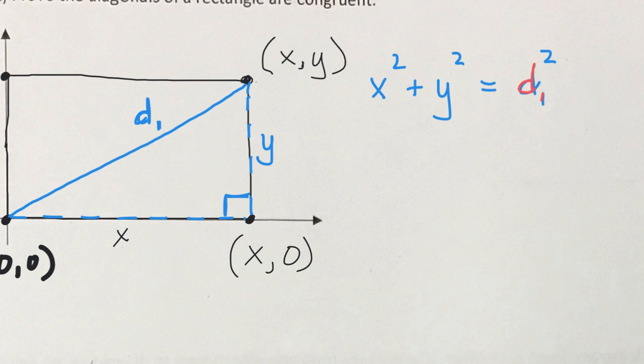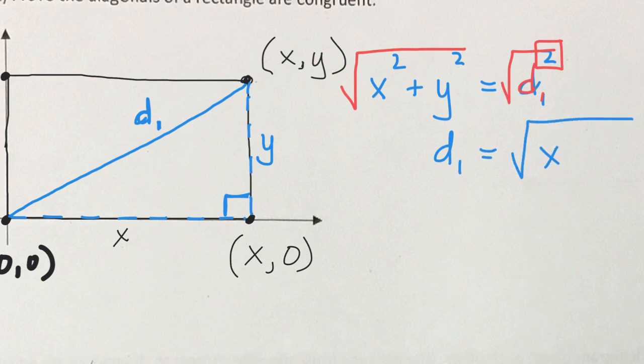Notice d sub 1 is being raised to the second power. How do we eliminate something that's being squared? We square root it. Squaring and square rooting are opposite operations. So whenever something's squared and you want to unsquare it, you take the square root. That's really all that we have to do. So the diagonal is found by taking the square root of whatever your x coordinate is squared plus whatever your y coordinate is squared. That is the length of d sub 1.